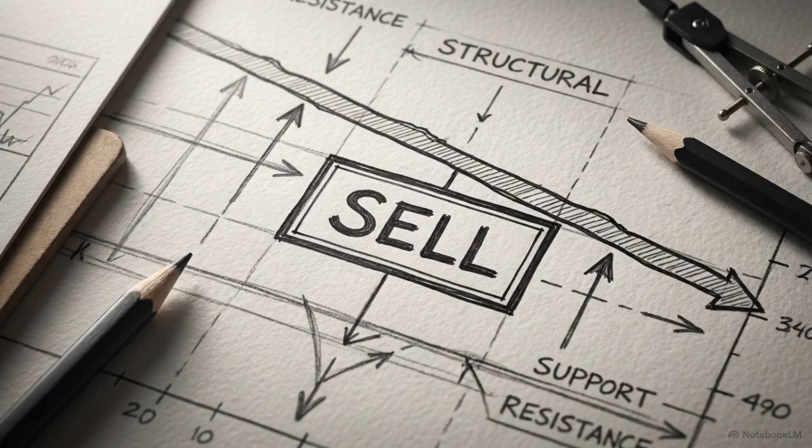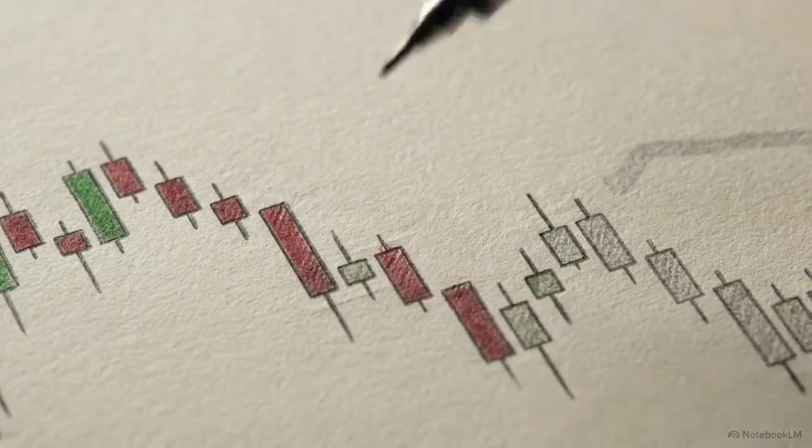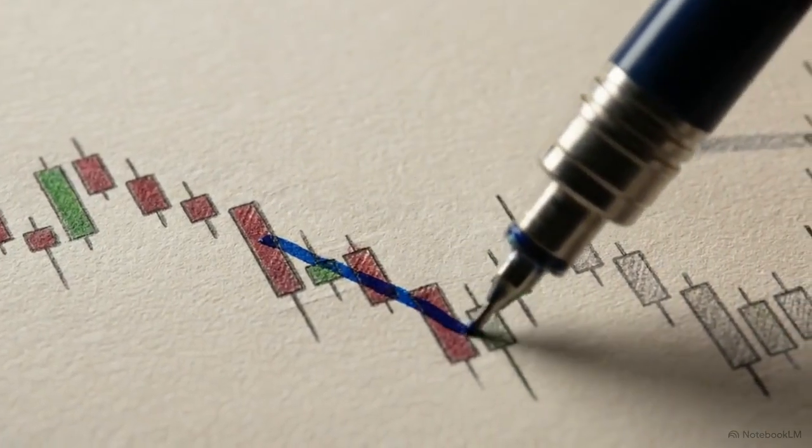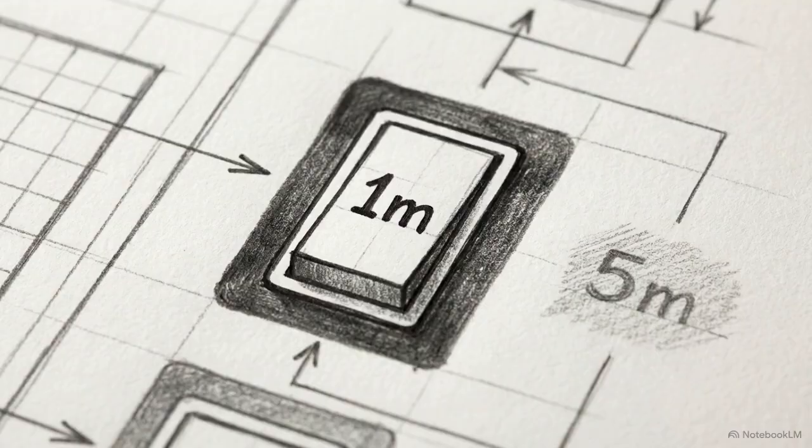In a downtrend, you only seek sell positions that remain below the trend line. This filter ensures you are trading with the path of least resistance rather than fighting the market's momentum. Once you have confirmed the 5-minute trend, drop down to the 1-minute timeframe for execution.